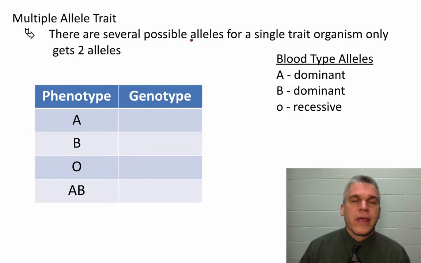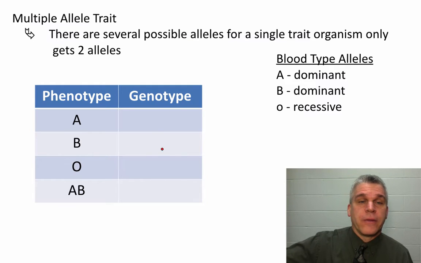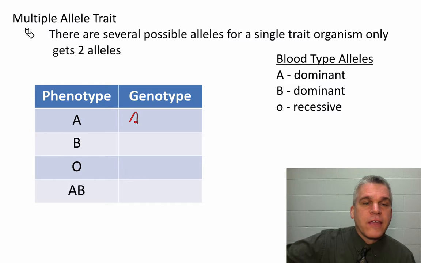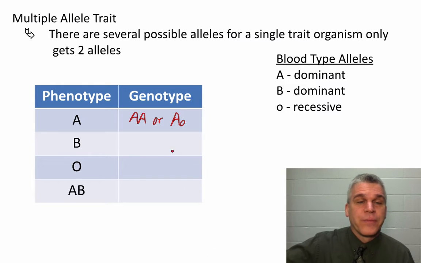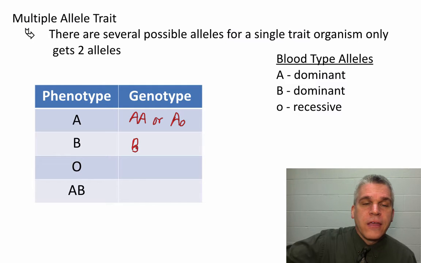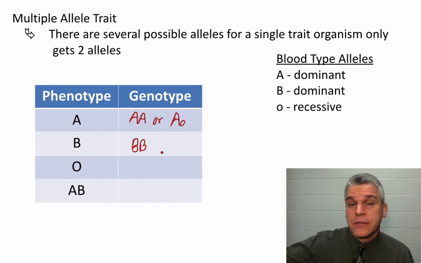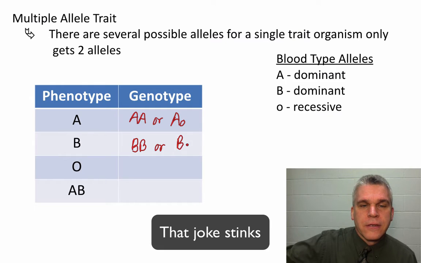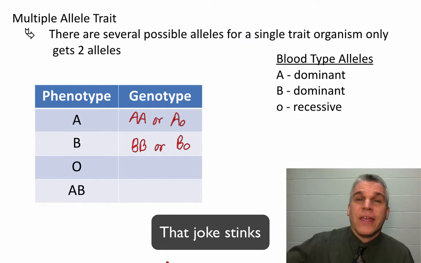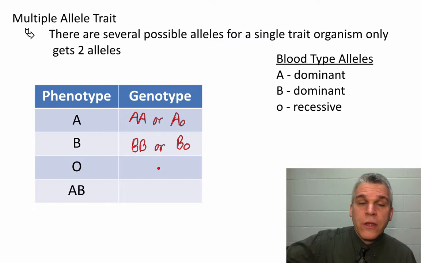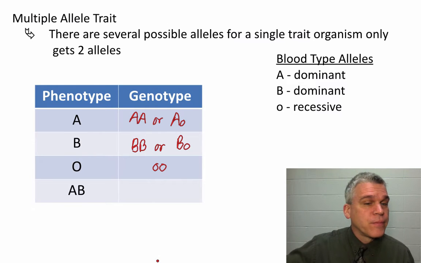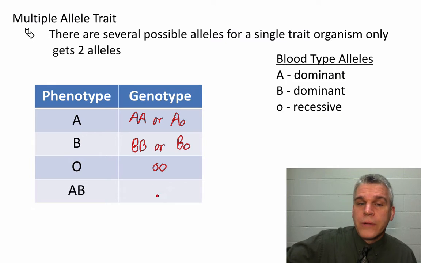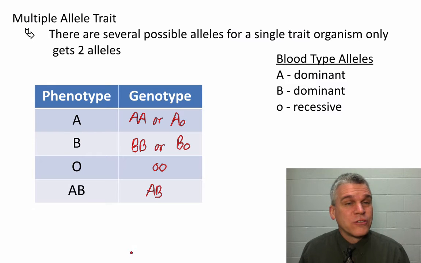Let's fill this chart out and look at what the possible genotypes are. So for instance, if a person is type A, they could be homozygous dominant for type A, or they could be heterozygous. They could have the A and the O allele. For a person who is type B, they could be homozygous dominant, or they could be heterozygous. Right? They could have BO. If they are type O, we know that they are homozygous recessive. And if they're type AB, here's where the codominance comes in. They have both the A and the B allele, so we know exactly what their genotype is.